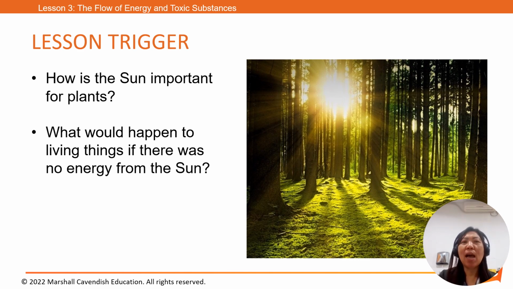Good job. Yeah, the plants or the producers will not be able to make food and they may die. So there will be no food available for other living things. So that is why the sun is very important, because the plants or producers need sunlight in order to do photosynthesis. And photosynthesis is the name of the process where the plants are making food.